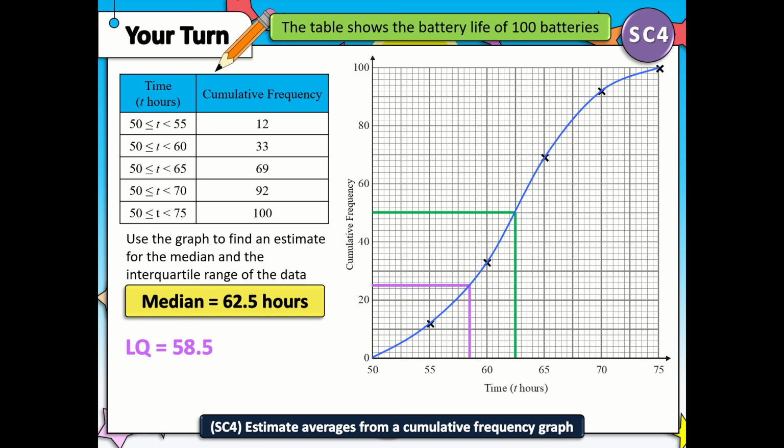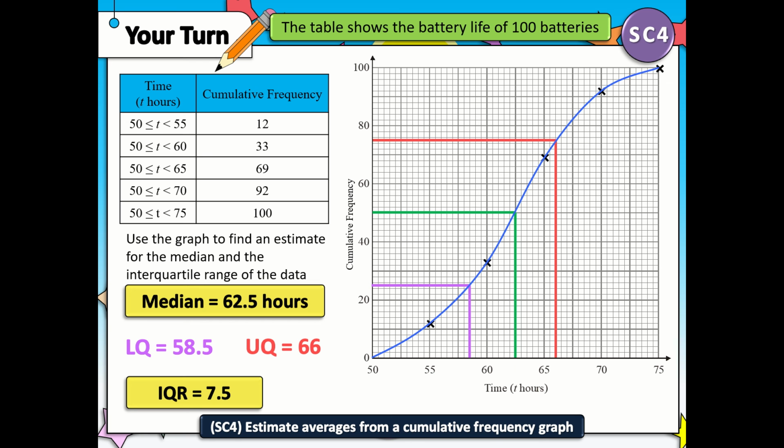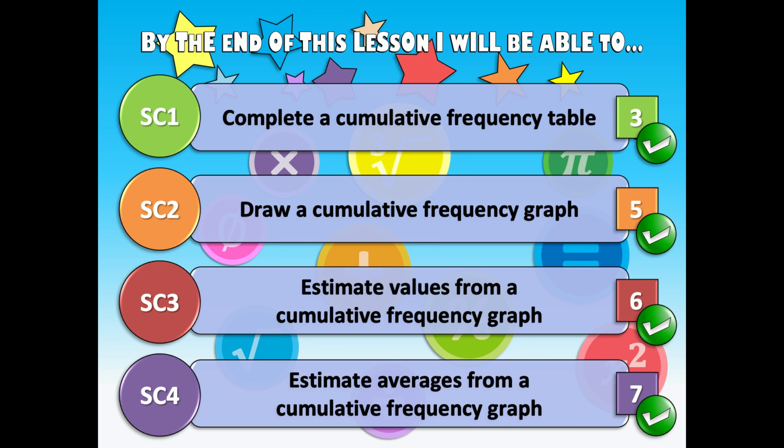The upper quartile is 3/4 of the data. So 3/4 of 100 is 75. So we go across from 75 and then go down. So the upper quartile is 66. So the interquartile range is the upper quartile take away the lower quartile. So 66 take away 58.5, which is 7.5. And now we've completed success criteria 4.